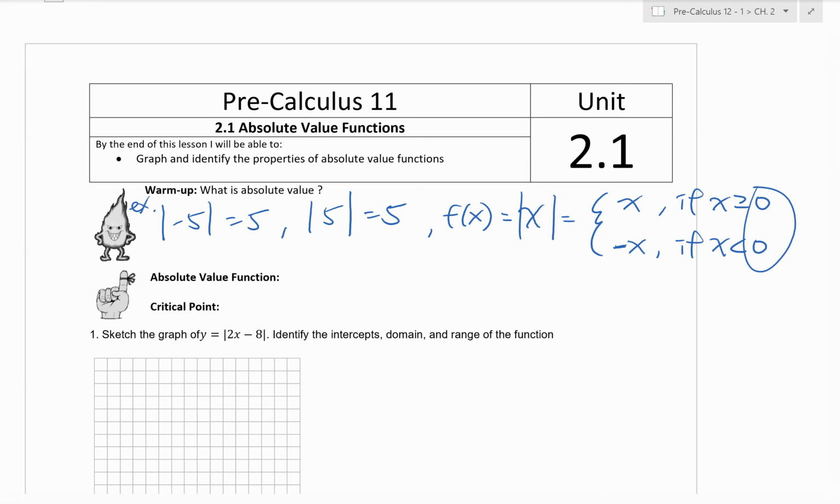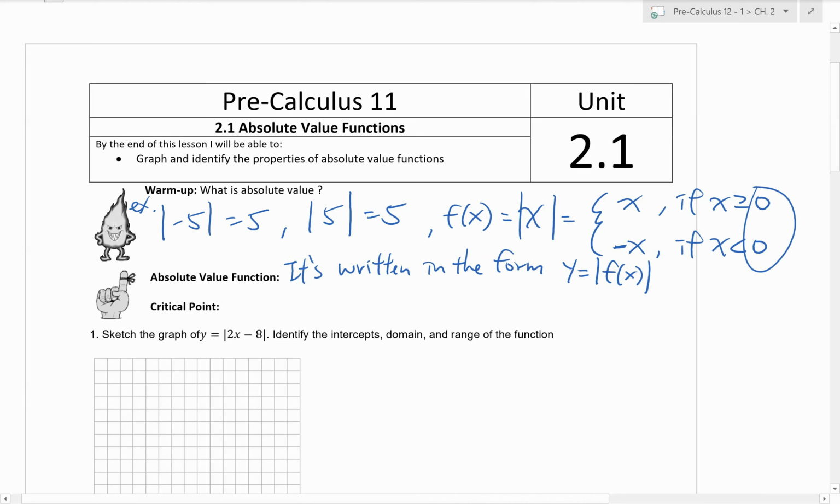Okay, anyways, absolute value function here is written in the form y equals absolute value of f of x. Okay, so that's the absolute value function. That's what it looks like. Again, the two bars mean absolute value. It makes everything positive. Critical point is the x-intercept that will change the direction of the graph.